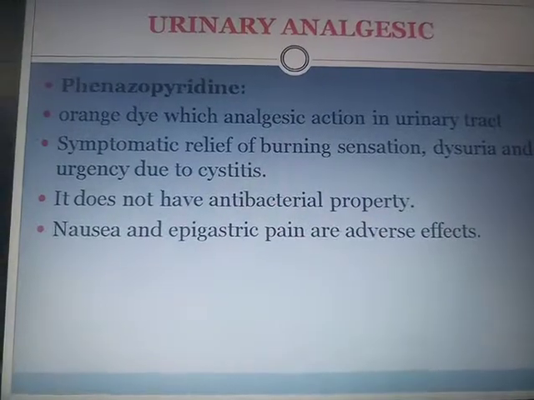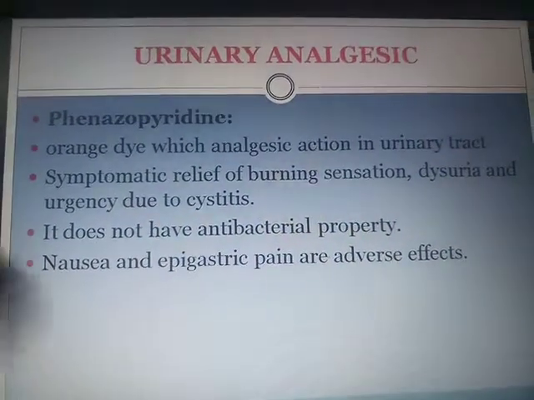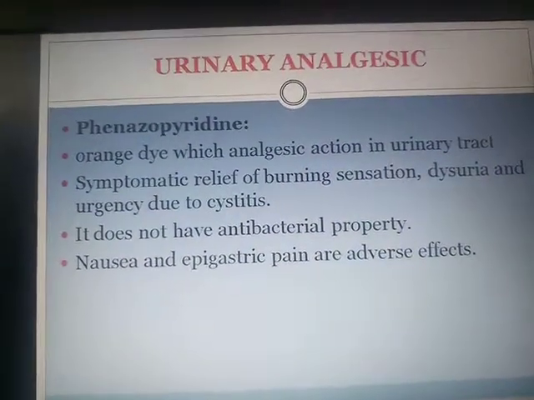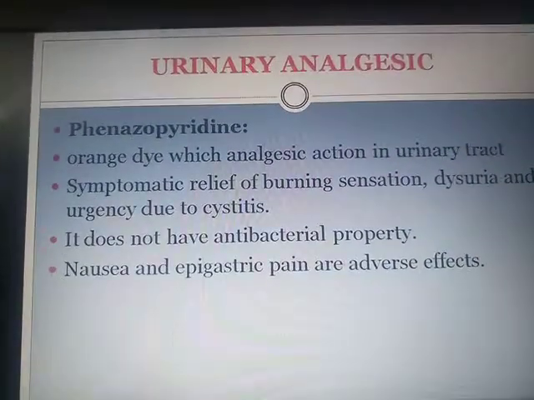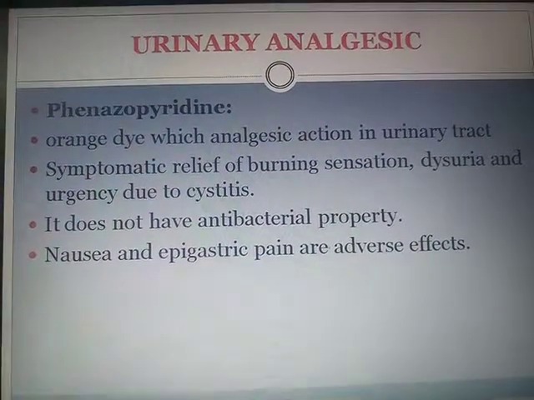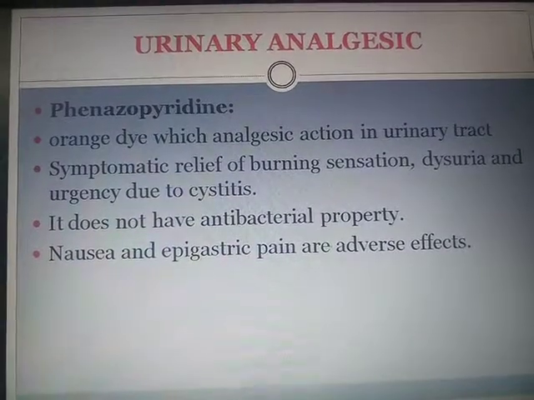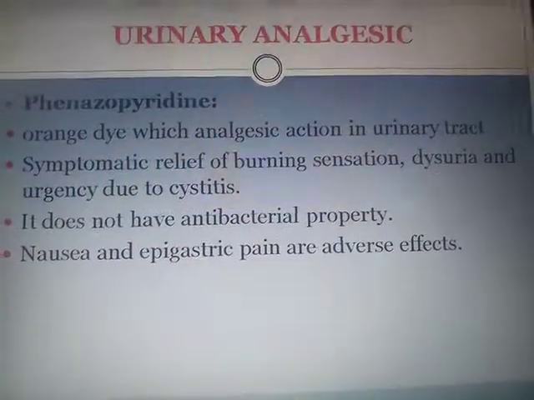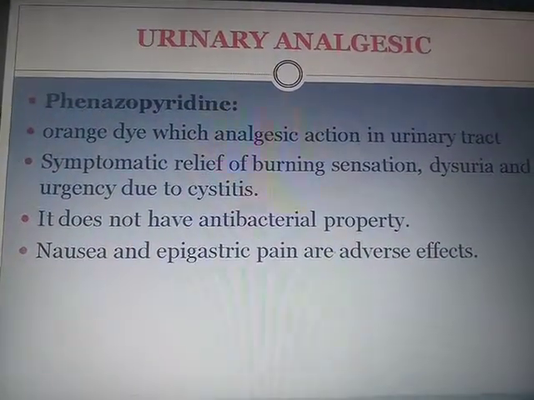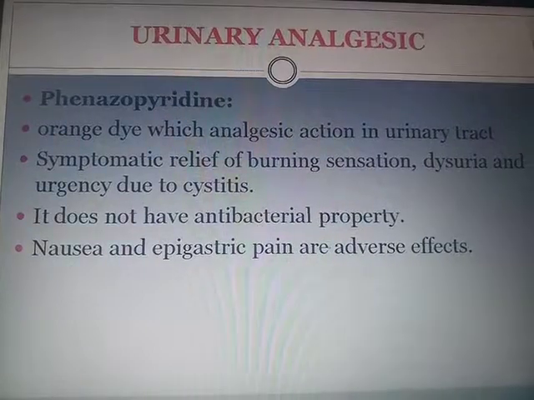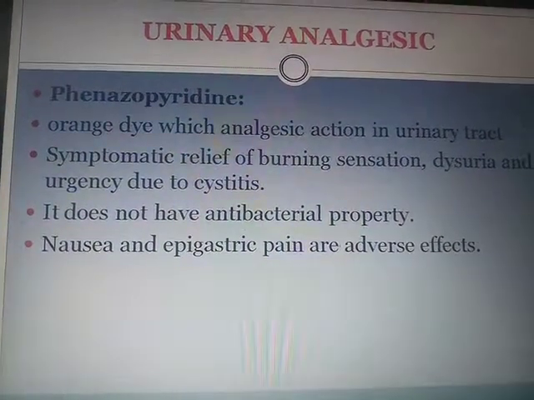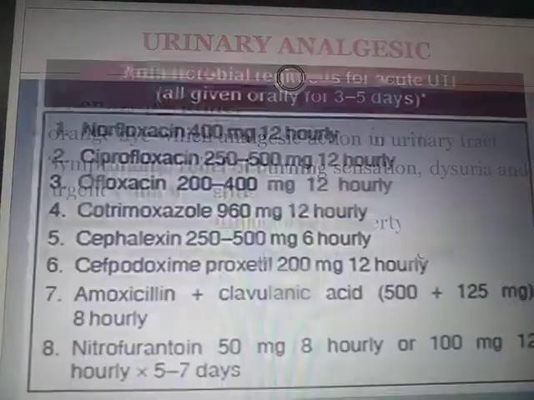Now urinary analgesic. Phenazopyridine is a purely urinary analgesic. It's an orange dye which has analgesic action in the urinary tract. There is symptomatic relief in the burning sensation, dysuria or urgency due to cystitis. Dysuria means difficulty in urination. It does not have any antibacterial property. Nausea and epigastric pain are the adverse effects.